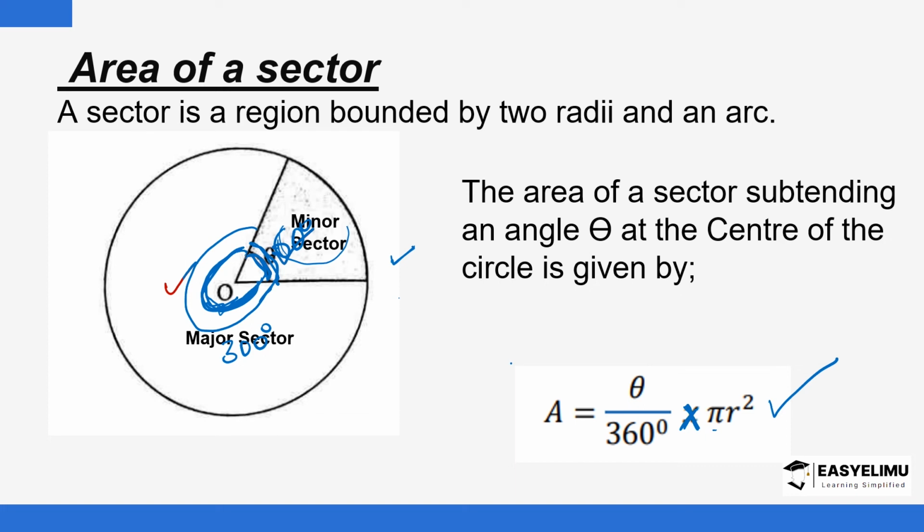Basically, a sector is just part of the entire circle. So this is the area of the entire circle. There is a fraction of the circle represented by the area of the sector. How we obtain that fraction is the angle subtended by the arc at the center, divided by 360 degrees.